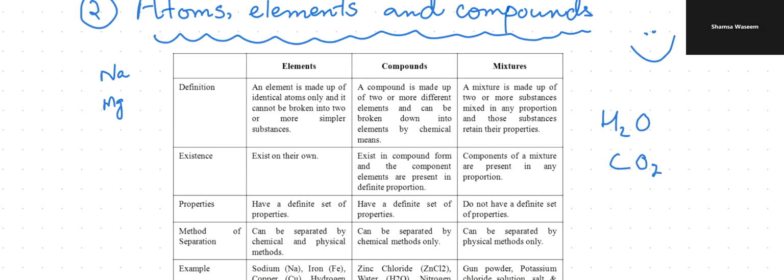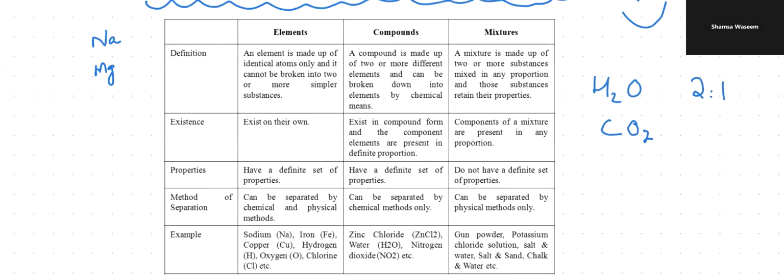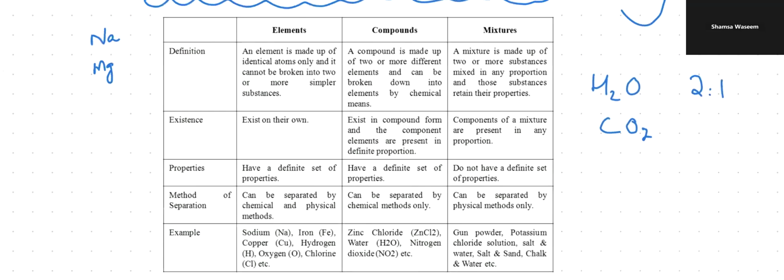And they just exist in compound form, and the component elements are present in definite proportions. Like we always say that in water the ratio of hydrogen and oxygen is always 2:1, right? So they're just going to occur in a definite ratio. They have a definite set of properties. They can be separated by chemical methods only, not by physical means. There are various examples of compounds like zinc chloride, water, nitrogen dioxide, and many more. Okay, but they exist in a fixed ratio.